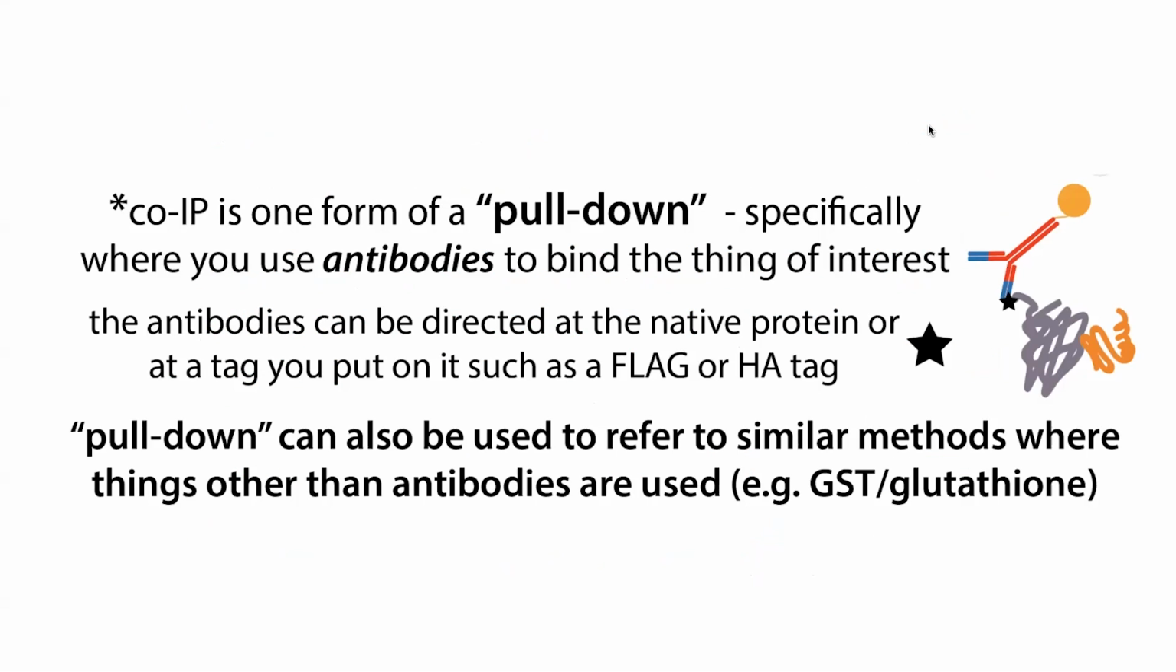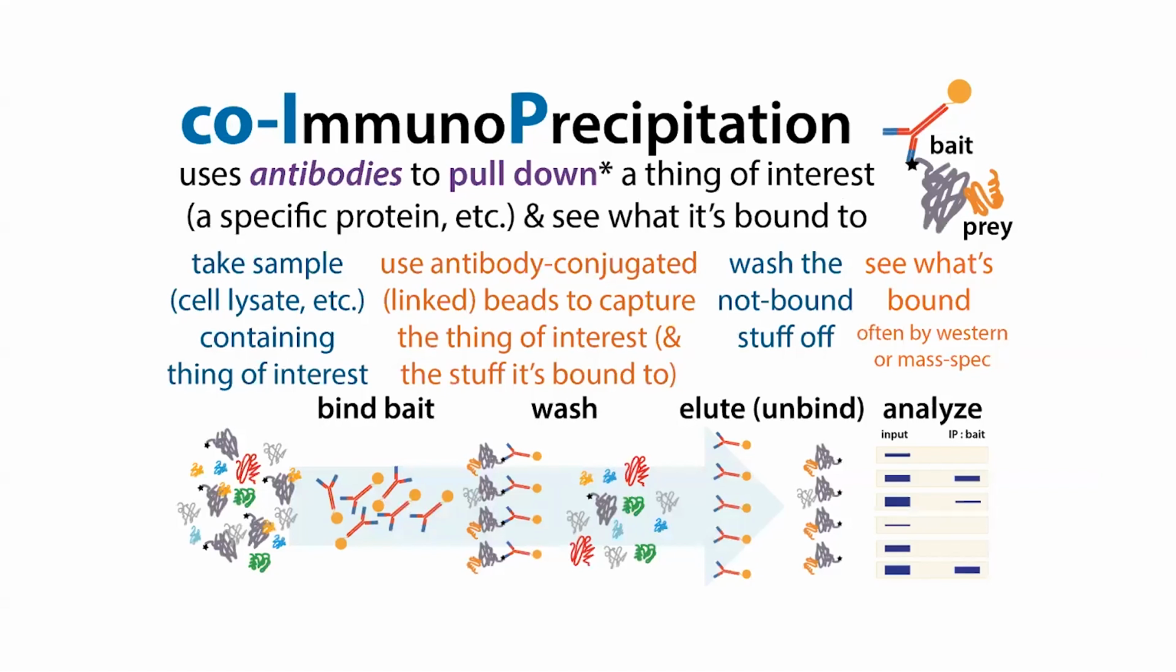As we'll get into, there are other types of pull down where you can use things like a GST tag and glutathione beads, or biotin and streptavidin. This is going to allow you to do a very, very similar type of thing. Everything's almost identical, except that the original capture is not using antibodies. It's using some other molecule.